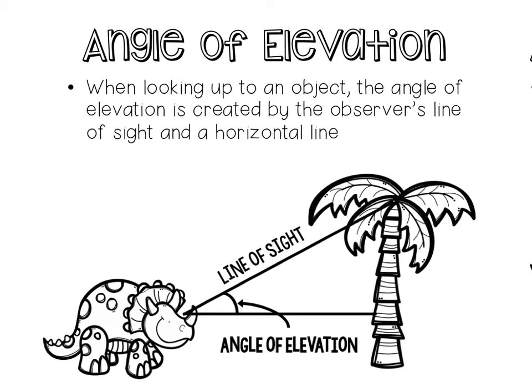So the angle of elevation is the angle that's created when looking up to an object. The angle of elevation is created by the line of sight of the observer. So our dinosaur is our observer, the one doing the looking. And the dinosaur's line of sight is that diagonal line from his eye or her eye to the top of the tree.